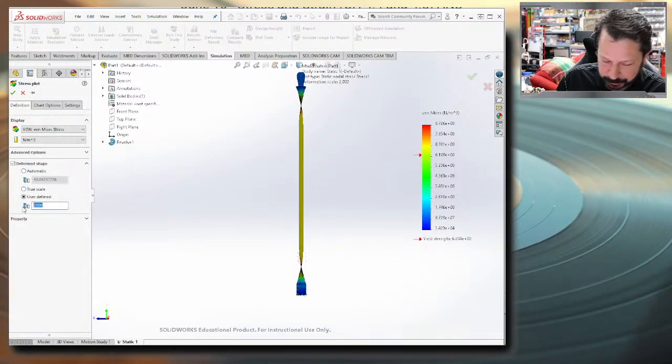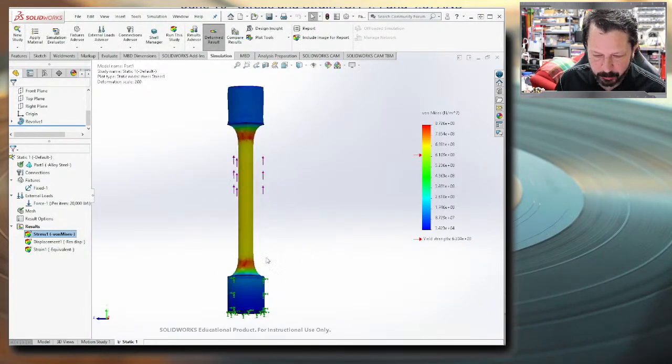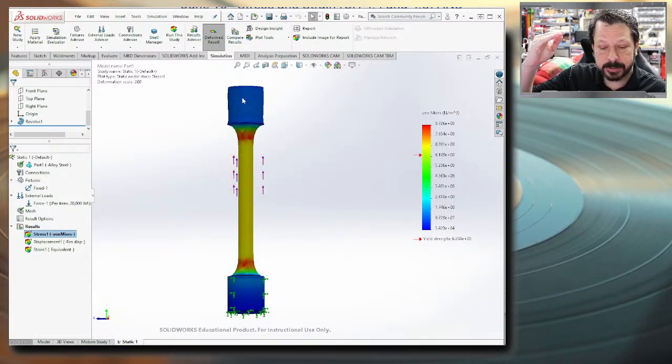So not 2,000. Let's go with 200. All right, you can begin to see here. So what happens with these tensile test specimens, you can kind of see where the original was. Again, this is 200 times scale, but in real life, these do stretch, and you can physically see them stretch.